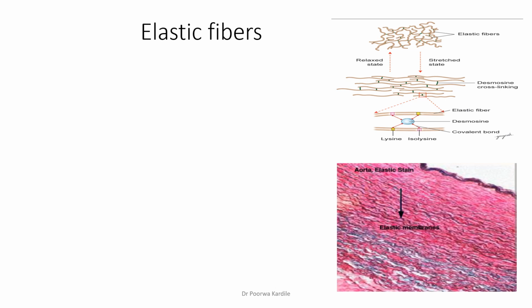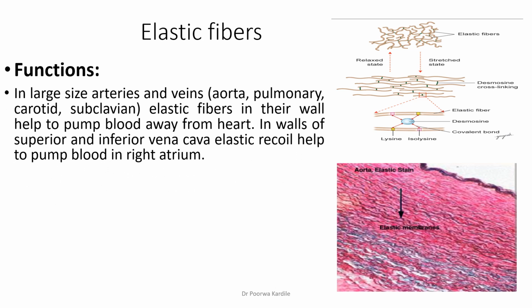Elastic fibers are present in large arteries and large veins. So the great vessels of the heart have more amount of elastic fibers in them. So if we take example of arteries, the aorta, pulmonary arteries, then the carotid and subclavian artery are having elastic fibers mainly in the tunica media of their wall, and they help to pump blood away from the heart. And in large veins like superior and inferior vena cava, the elastic recoil of the vessels will help to pump blood in the right atrium.